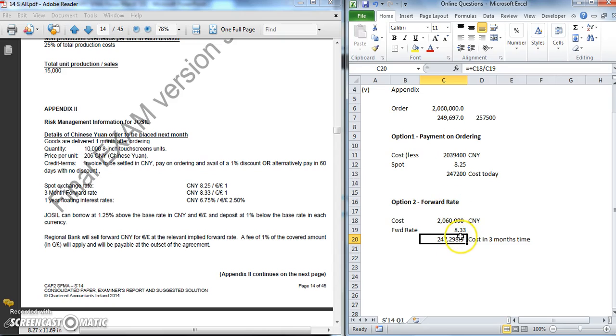So if it costs us 247 in 3 months' time, we're going to use the overdraft rate as a proxy for cost of capital to bring it back 3 months. So you're told the overdraft rate, i.e. the borrowing rate in Ireland will be, they can borrow at 1.25 above the base. The base in Ireland is 2.5, so it'll be 1.25 plus 2.5. So they can borrow at 3.75%.